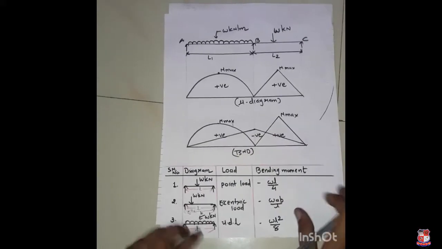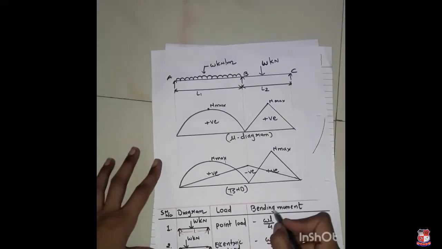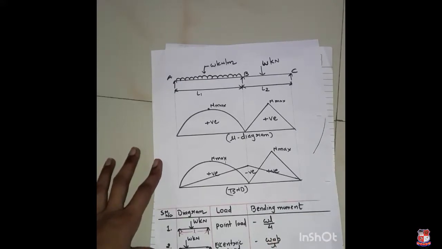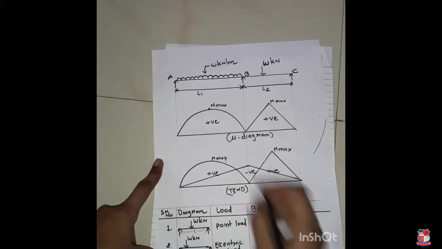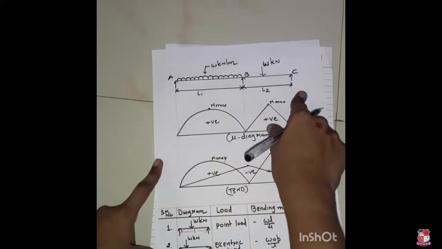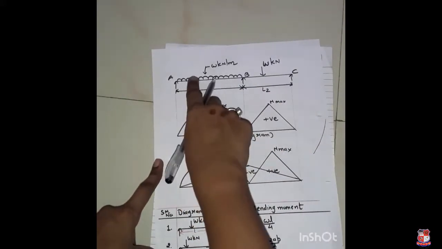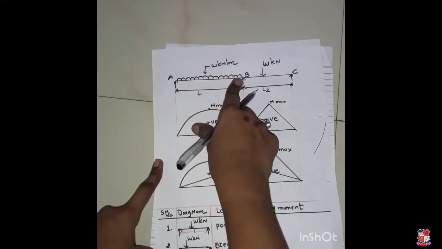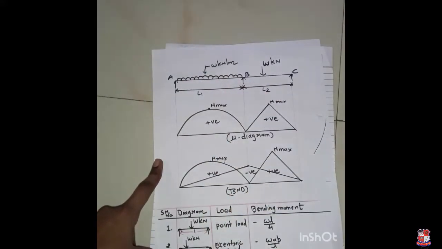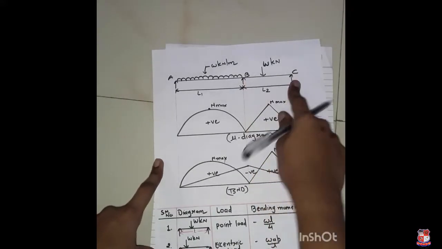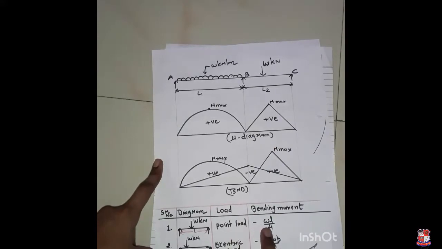From these three formulas you can easily find the bending moment of these two spans. Here the UDL is given, so apply the formula WL square divided by 8. For span BC, apply the point load formula WL by 4.